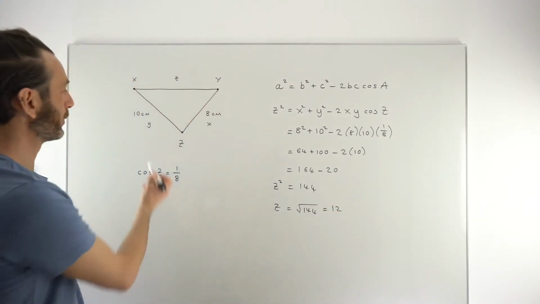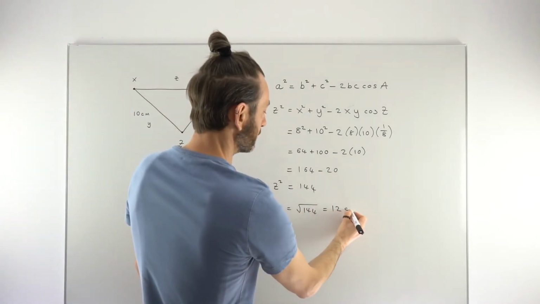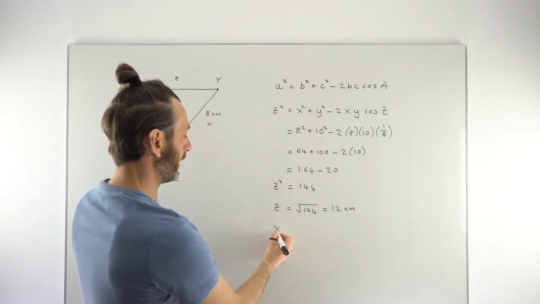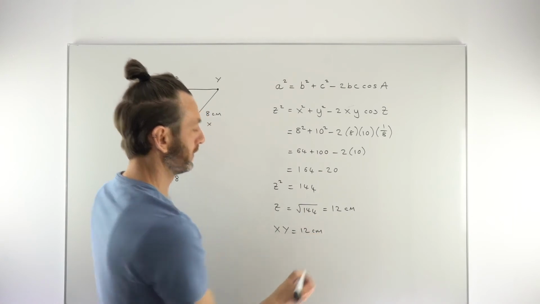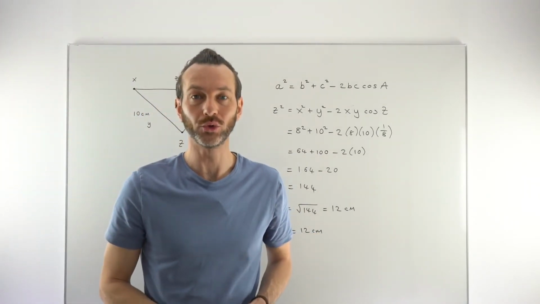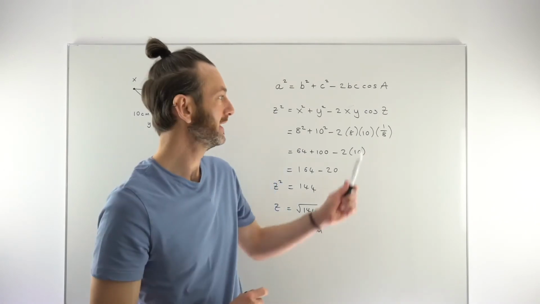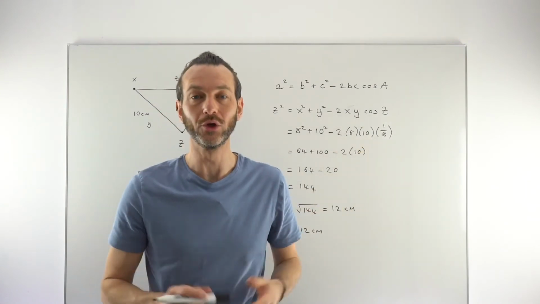So the final answer, which fits in quite nicely with the diagram, is 12. The units are centimetres, so Z is 12 centimetres. They had actually asked for XY, so you could maybe just write it as XY equals 12 centimetres. And that's the final answer for that one. It's quite unusual to get a sine or cosine rule which is non-calculator, but they will occasionally do it, and they need to give you something like this, cos Z equals 1 over 8, to allow you to answer that question.